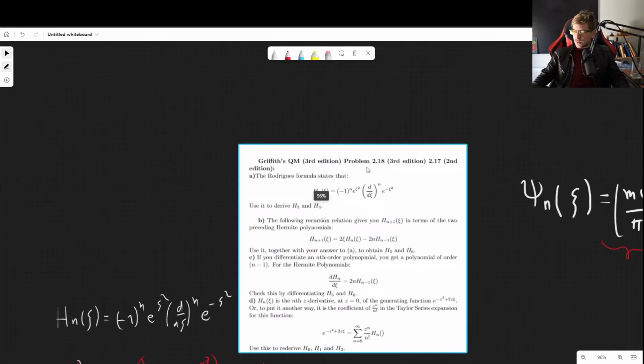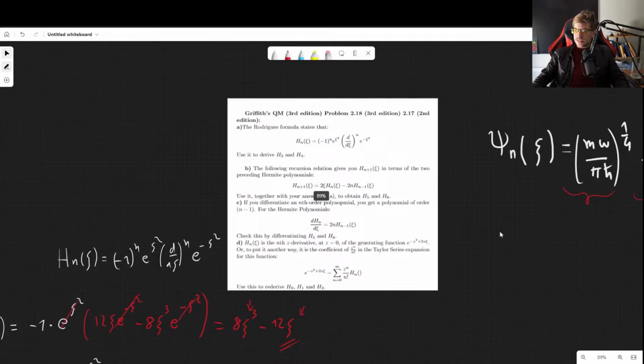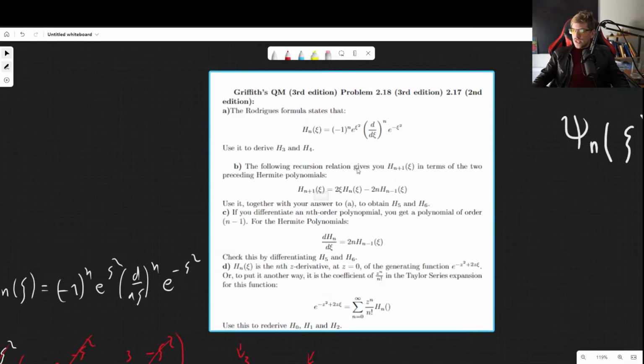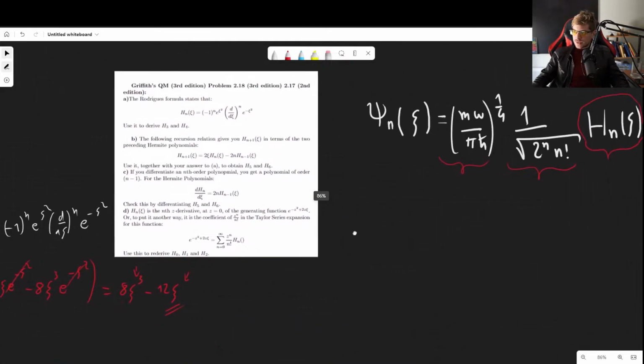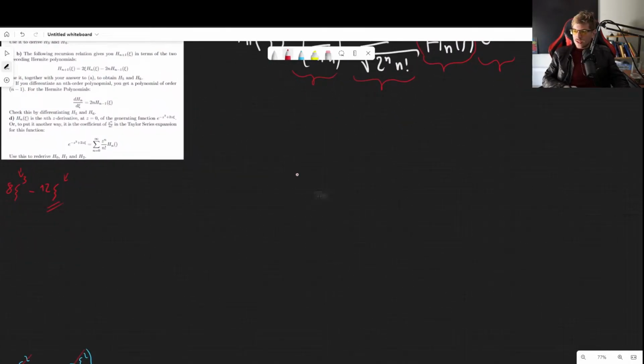That was pretty simple. All we had to do is use that formula, which might look intimidating, but it's actually really simple. Now we have the following recursion relation, which gives us the n plus 1th Hermite polynomial in terms of the two preceding Hermite polynomials. Okay, so this formula, I'm going to write it down here. So the formula is as follows.